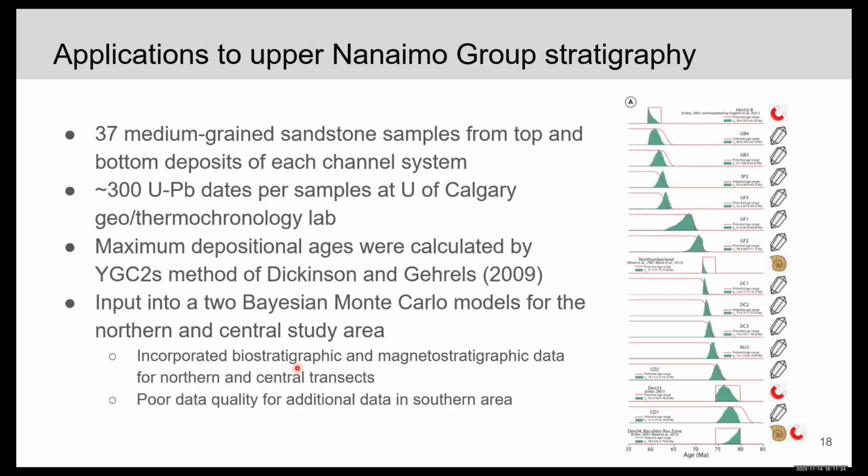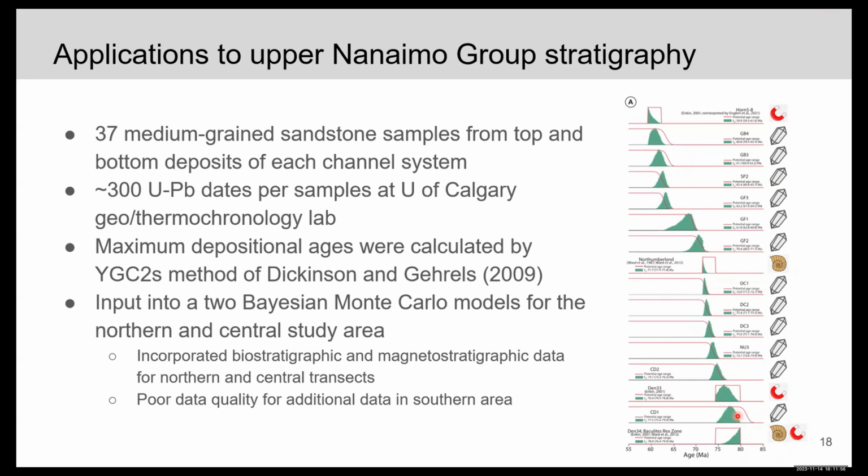We excluded the southern portion of the basin because there are very poor additional constraints. In this northern stratigraphic succession, you can see that we have some ammonites and magnetostratigraphic data samples intercalated throughout. In the southern portion of the basin, either these biozones are too broad or they occur in places where we can't really use them.